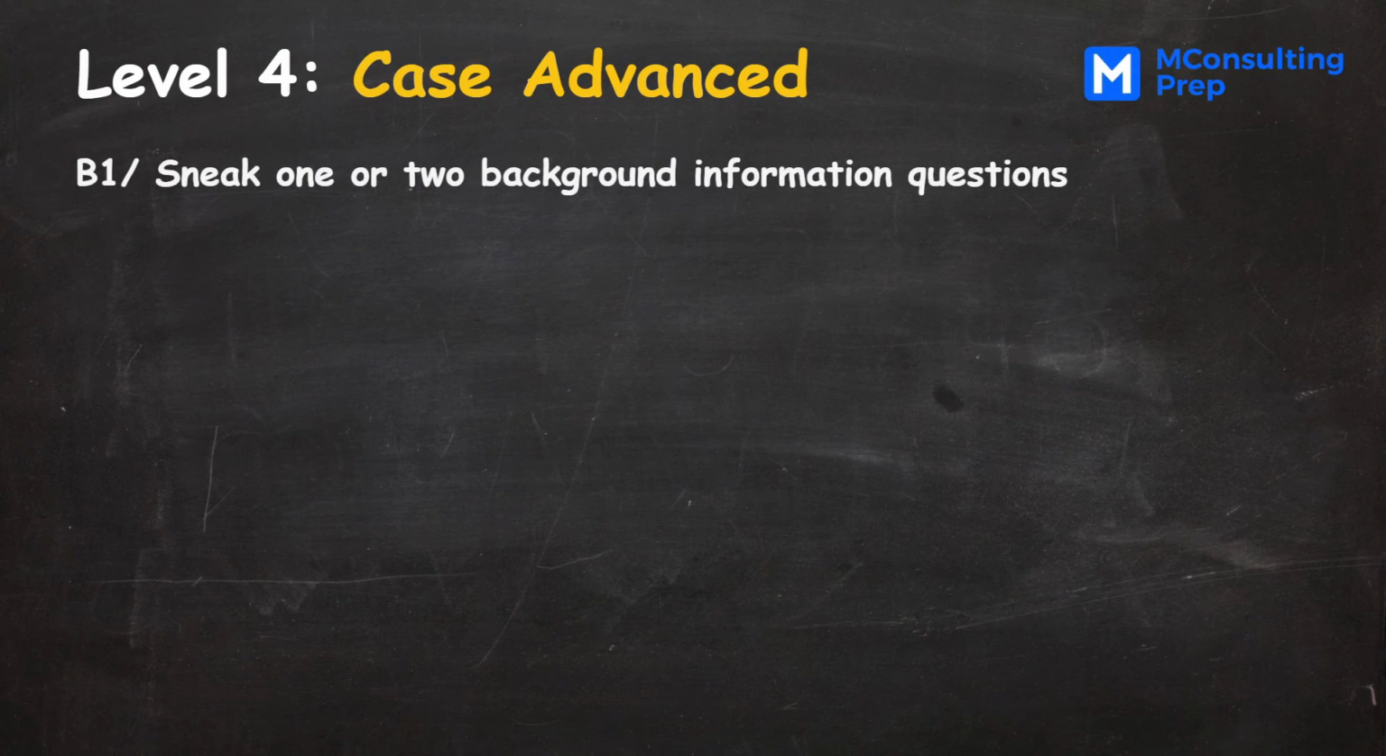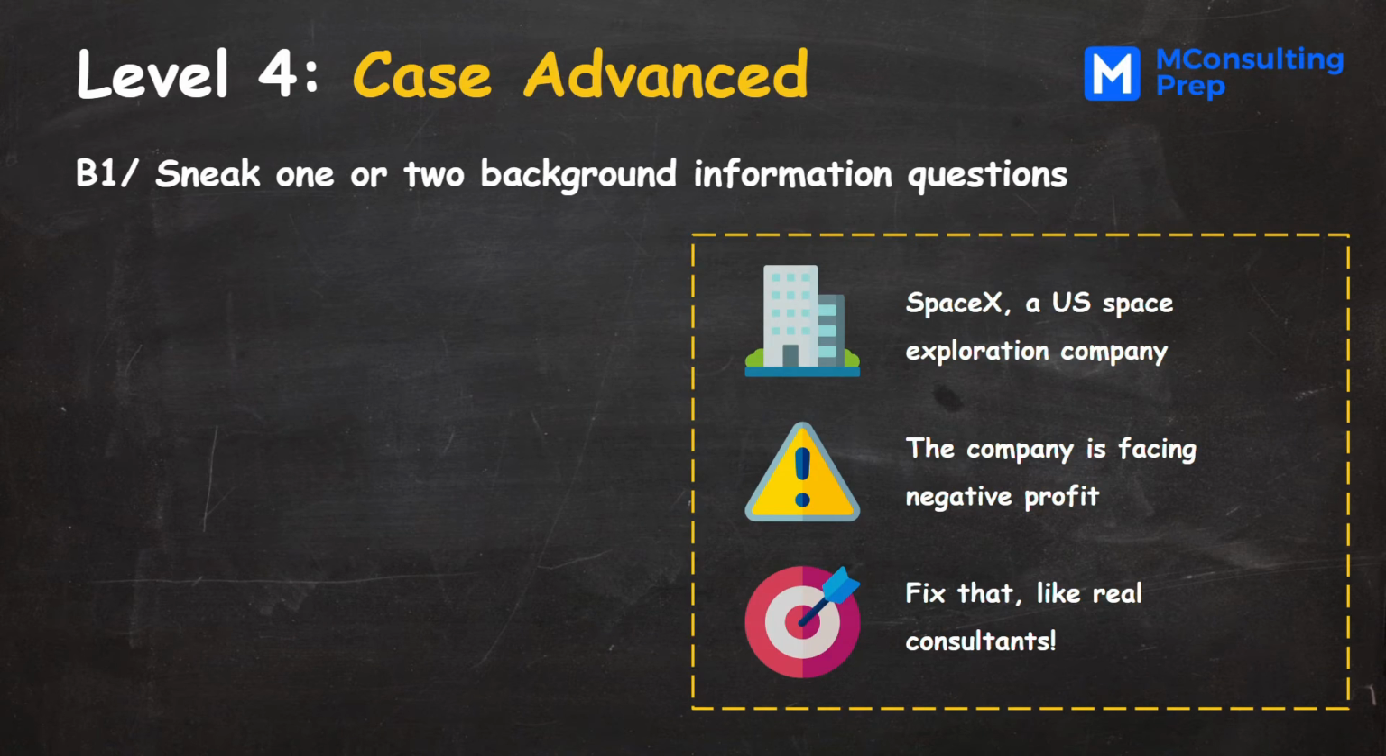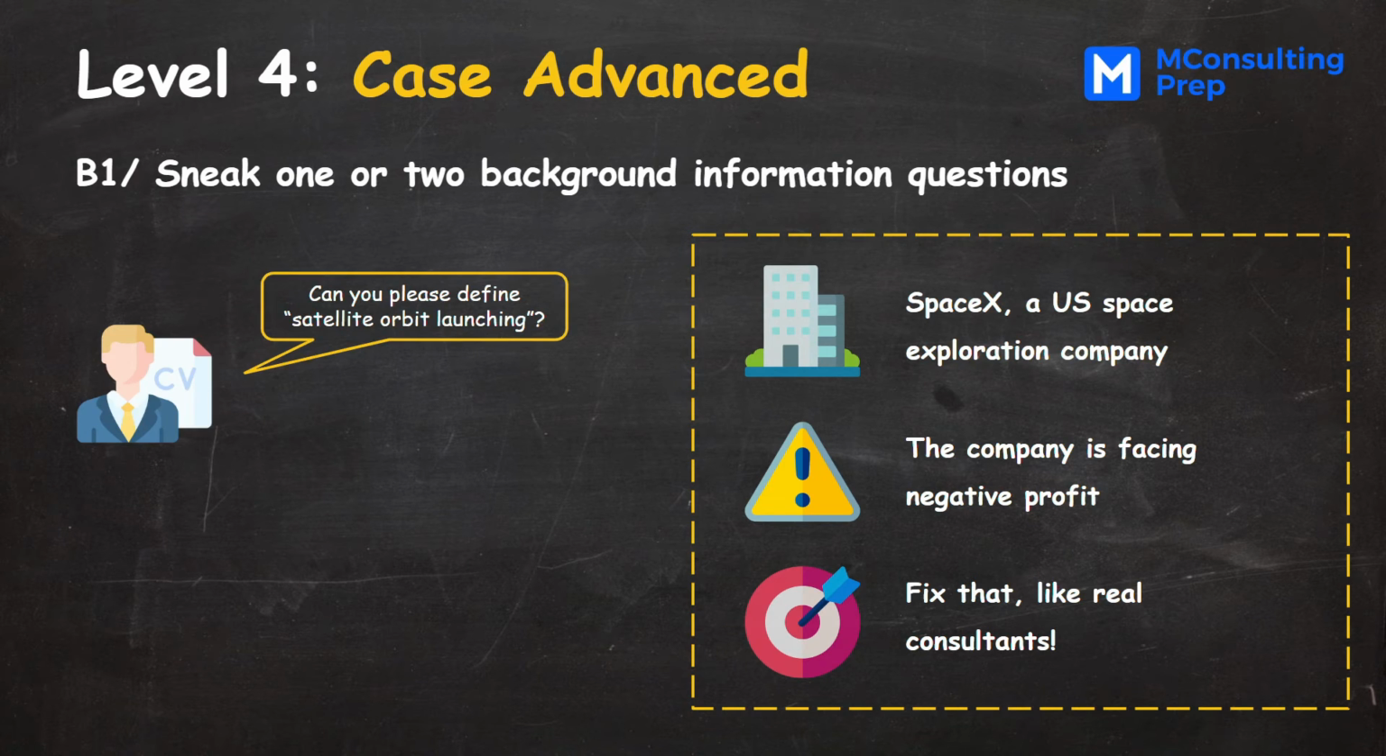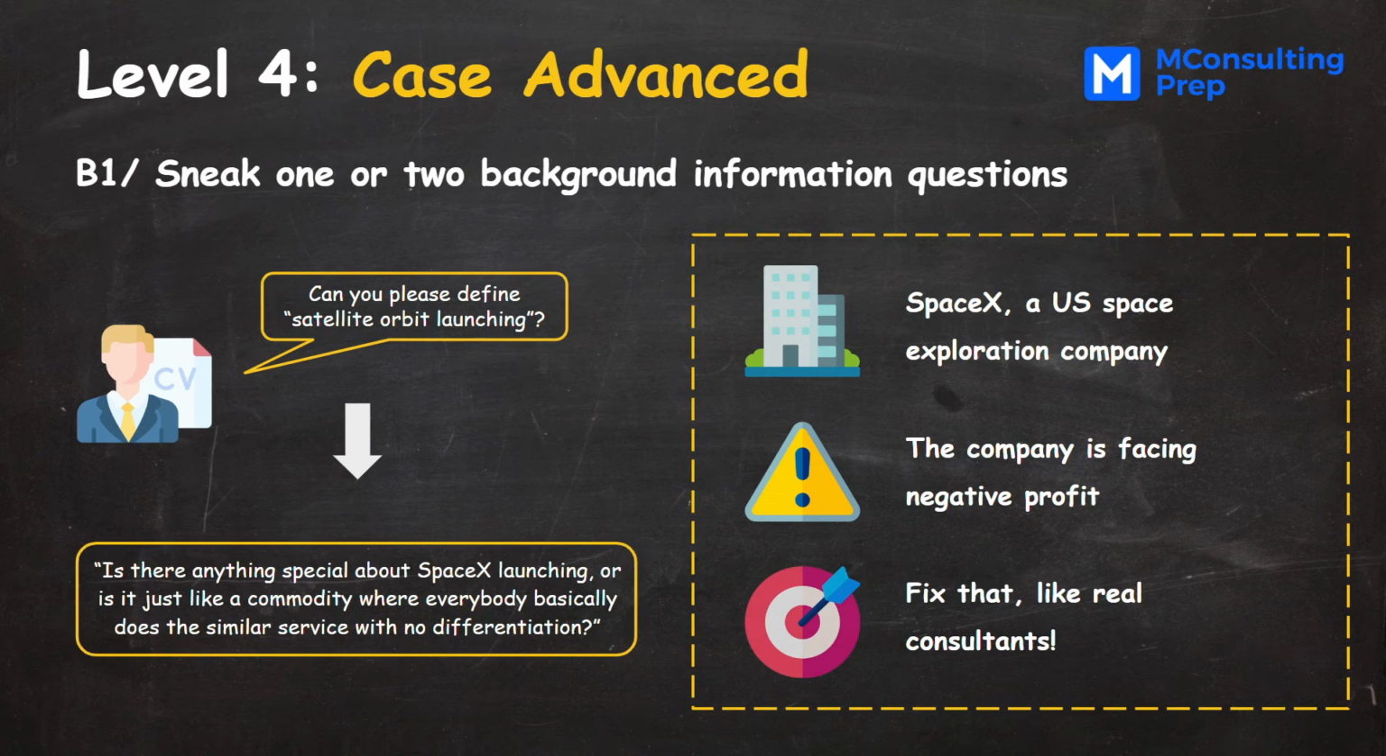B1, sneak 1 or 2 background information questions into the clarification part. On the surface, it looks like a genuine clarification question, but it still sheds some light into the background. For example, remember in the SpaceX problem, level 3, we talked about one typical clarification question. Can you please define satellite orbit launching? We can elaborate that into, is there anything special about SpaceX launching, or is it just like a commodity where everybody basically does the similar service with no differentiation? If we are lucky, the interviewer may reveal some important insights about reusable rocket technology here.